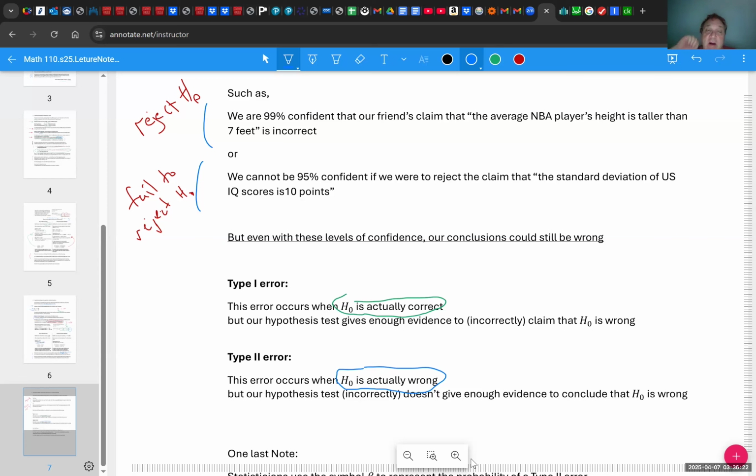Okay, so what is the error? Well, a type 1 error is, remember, the null hypothesis is actually correct, and our hypothesis test gives us enough evidence to claim that the null hypothesis is wrong.